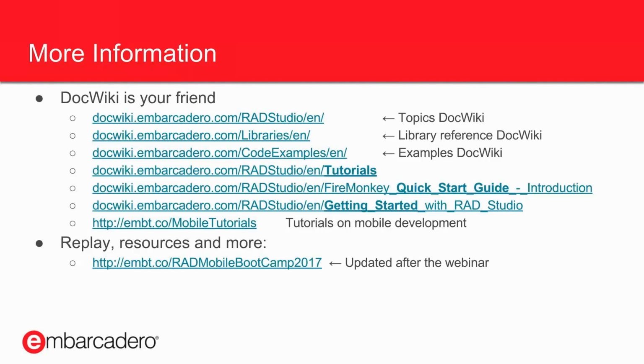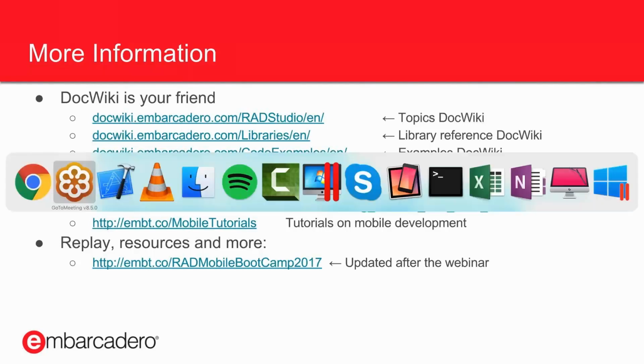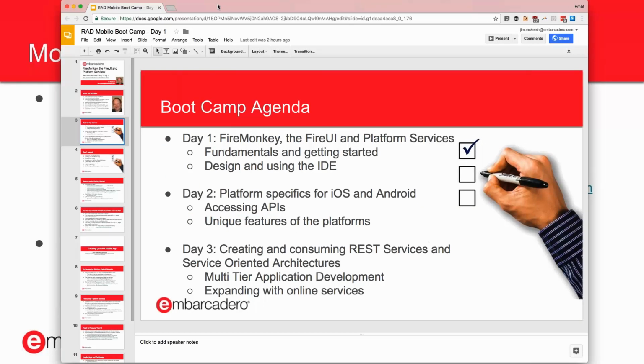And I'll put the slide up for tomorrow. There we go. That works. So tomorrow we're doing platform specifics for iOS and Android. We're going to talk about accessing APIs, unique features of the platform, accessing iOS-specific APIs, Android-specific APIs, and a few other things in there. Also talk about some of the camera components and stuff like that that are general hardware access, but not specific to each platform.